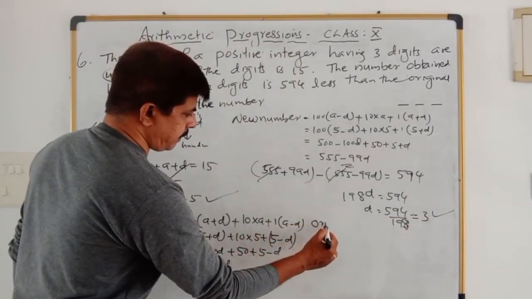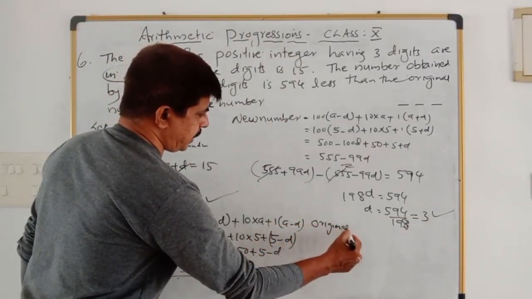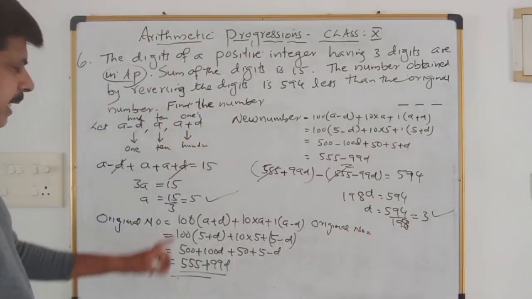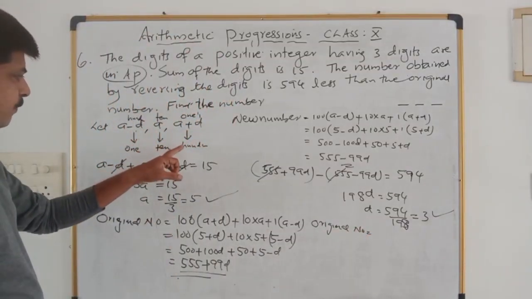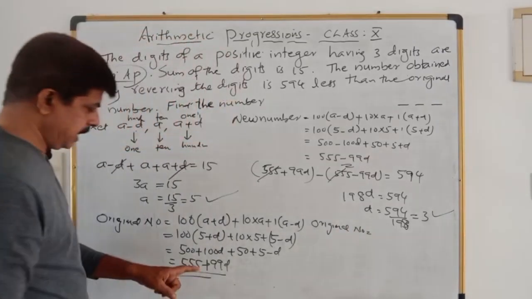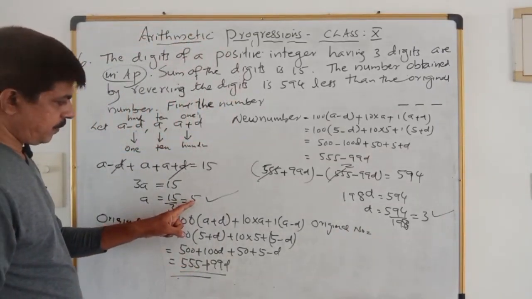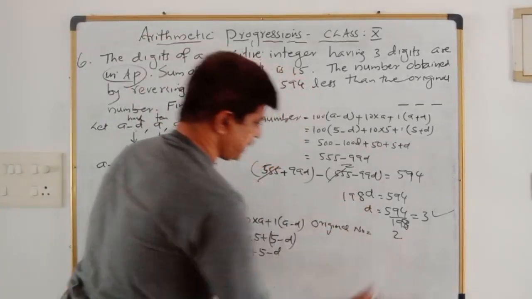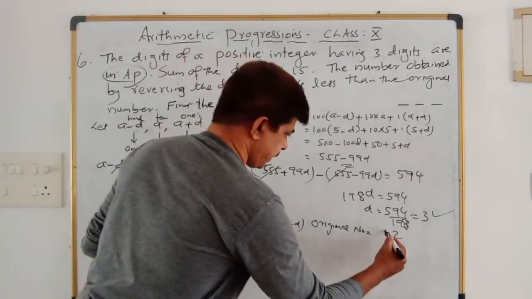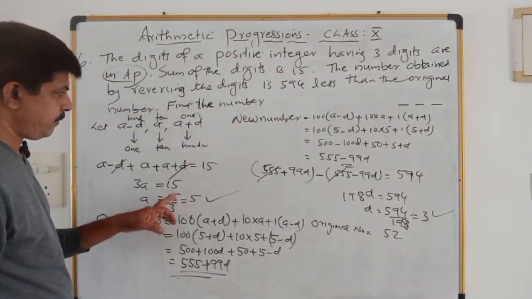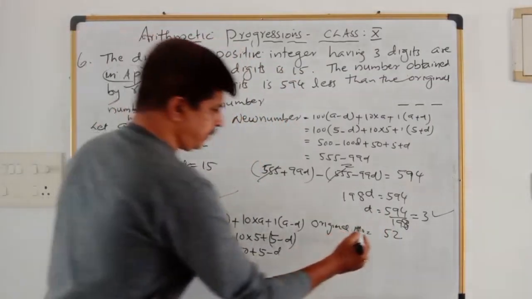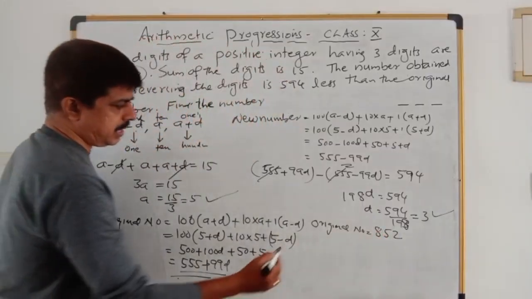What is the original number? Before writing the original number, three digits can be okay. We have taken ones place a minus d. What does ones place a minus d mean? A minus d means 5 minus 3. This is the ones place digit. Okay, tens place digit is a itself. Hundreds place digit we have taken a plus d. So what is a plus d? 5 plus 3, 8. This is the original number.